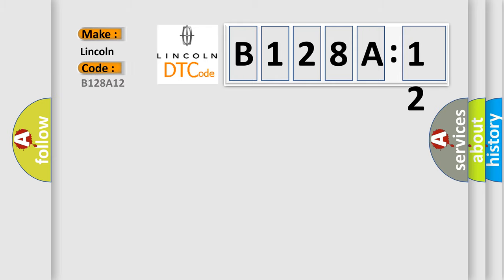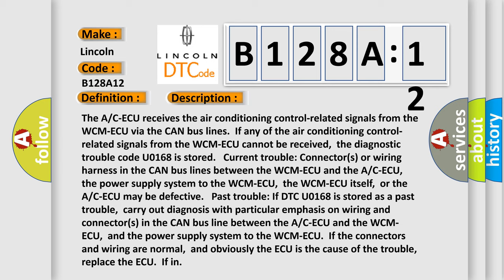B128A-12 interpret specifically for Lincoln car manufacturers? The basic definition is WCM timeout. And now this is a short description of this DTC code. The ECU receives the air conditioning control related signals from the WCM-ECU via the CAN bus lines. If any of the air conditioning control related signals from the WCM-ECU cannot be received, the diagnostic trouble code U0168 is stored. Current trouble: connectors or wiring harness in the CAN bus lines between the WCM-ECU and the ECU, the power supply system to the WCM-ECU, the WCM-ECU itself, or the ECU may be defective.